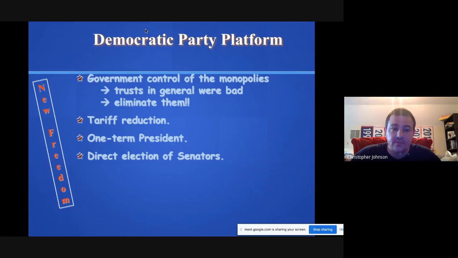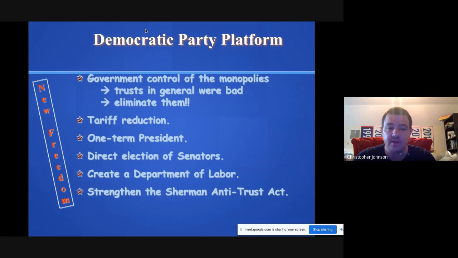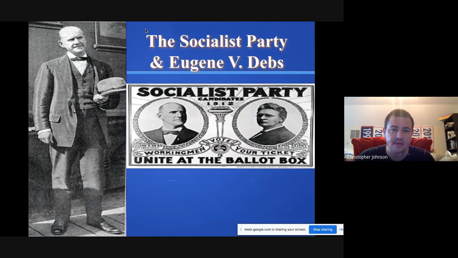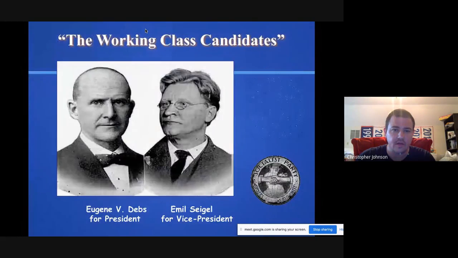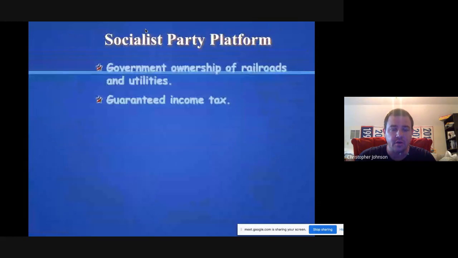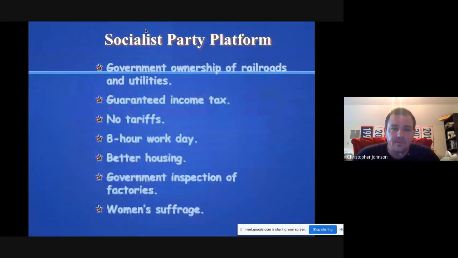He did believe in direct election of senators. That's going to be the 17th Amendment. That's an idea from the Populist Party. He is going to believe in strengthening the Antitrust Act, which is also part of the Populist Party's ideas, but he did not support women's suffrage originally. There's also Eugene Debs, a socialist, but we're not going to get into that because socialism is a terrible thing in this country. We're also going to look at some ideas here.